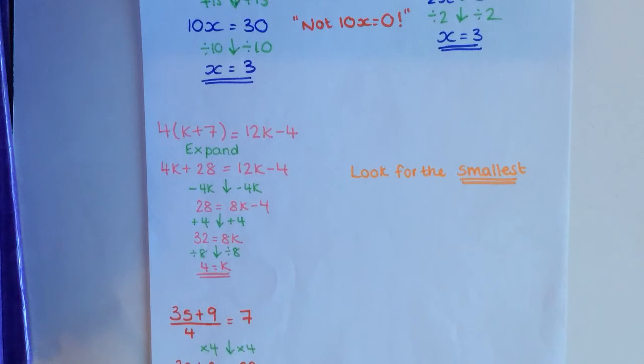Now I can go about solving it in exactly the same way as we have done in the start of this video. Plus 4 to both sides, then divide by 8, giving me 4 equals k.